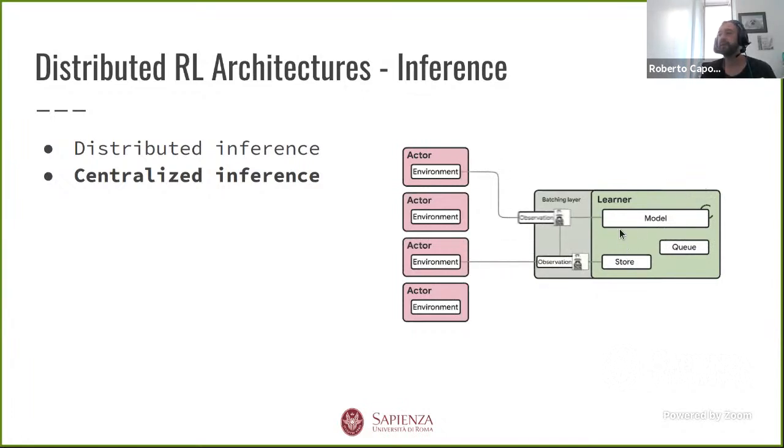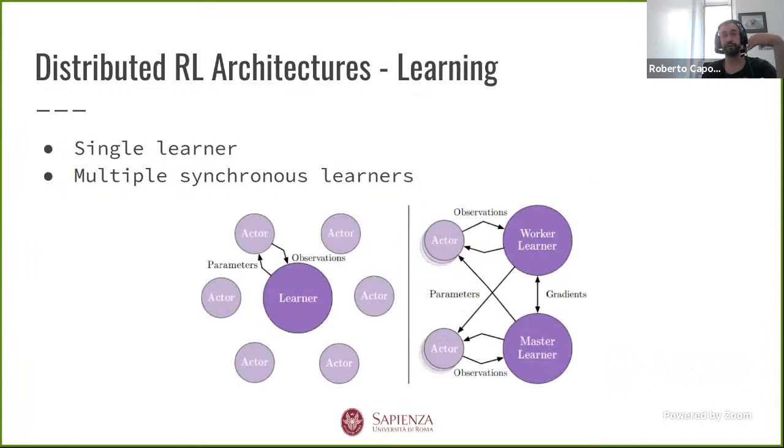The model returns a batch of actions, which are then split to be delivered to the correct actor. So this is a centralized inference approach. The distribution can be not only at inference, but also at training.